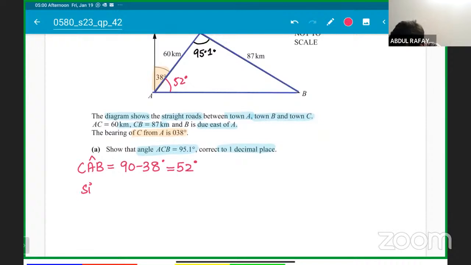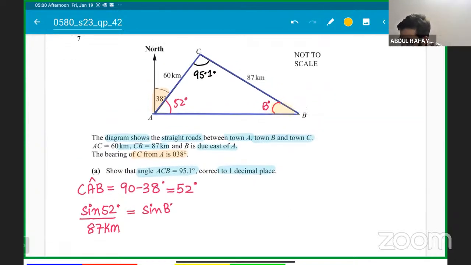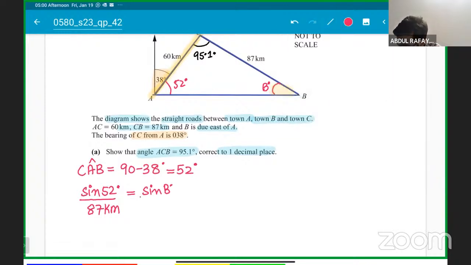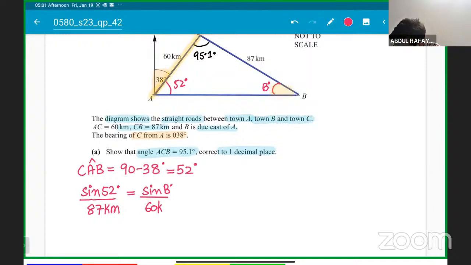It will be sine 52 degrees divided by 87 kilometers, equals sine of the angle in front of the side, sine angle B. I can only find this angle first, sir. Everyone following? We can find angle B first because I have the opposite side to it. The questions are logically designed. For 5 marks we have to do hard work. Sine B, opposite side is 60 kilometers, sir. Everyone following? Understanding? Getting it, guys?